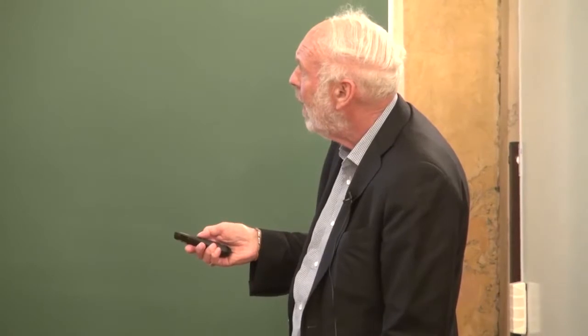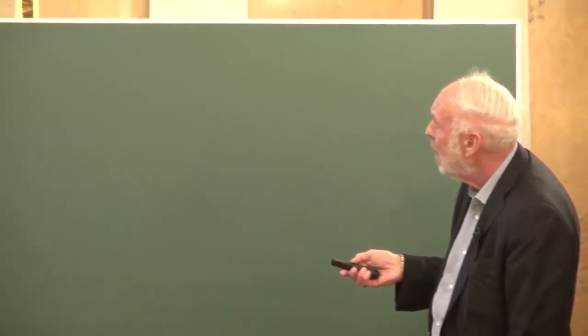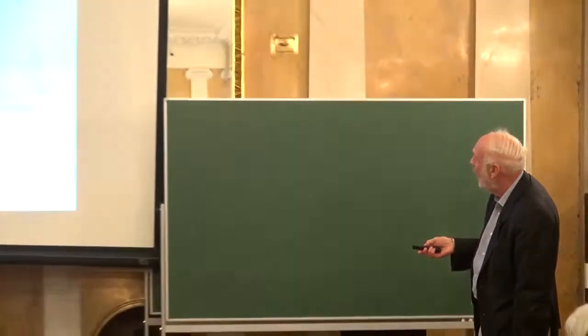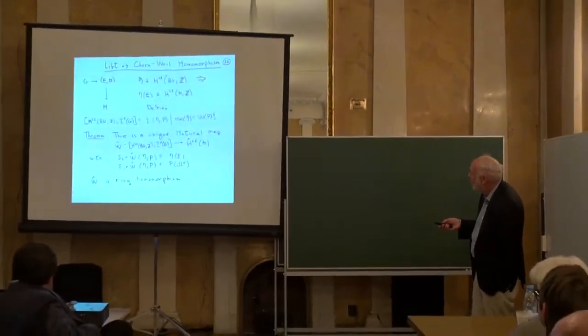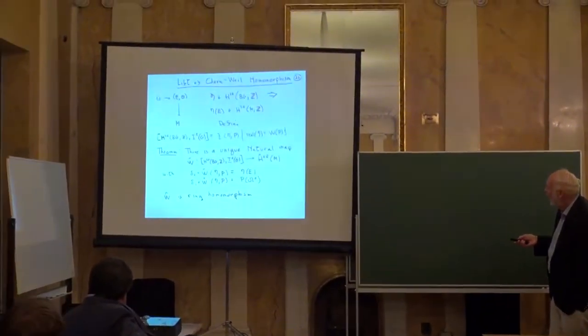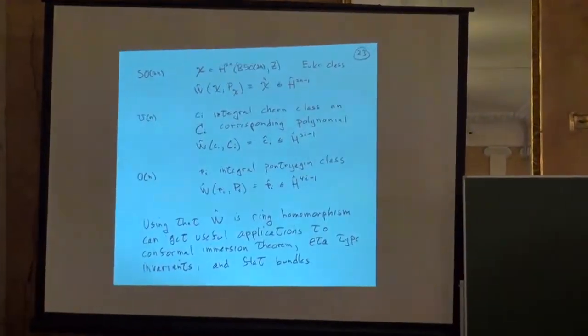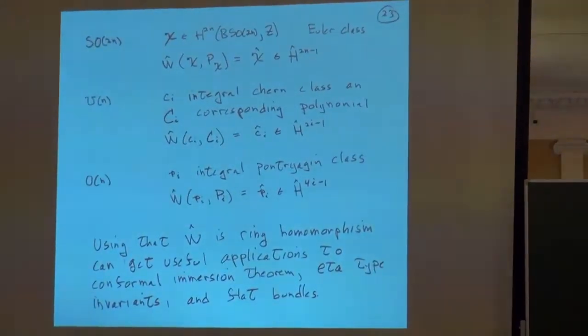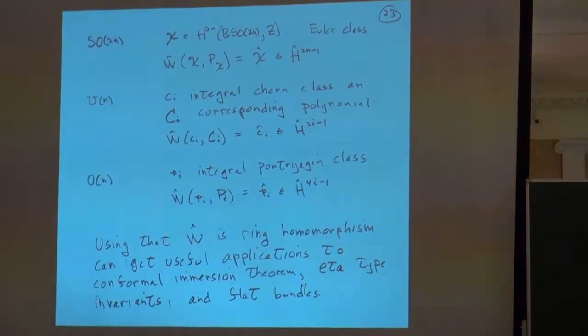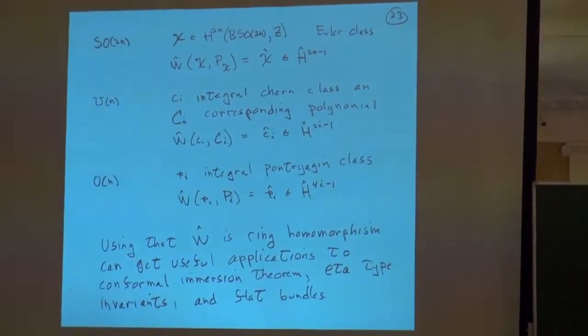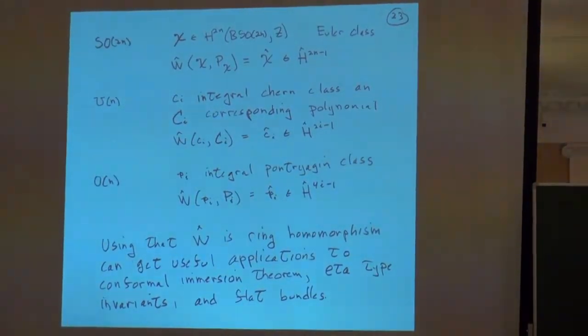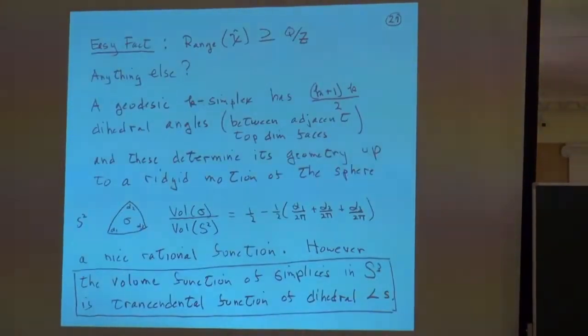I gave you examples. Where are we? We've lifted the Chern-Weil homomorphism. It's a ring homomorphism, and so now that we've lifted this, we can look at a bunch of examples. So for every, so now in SO, oh heck.